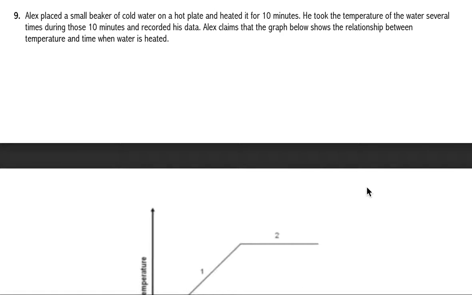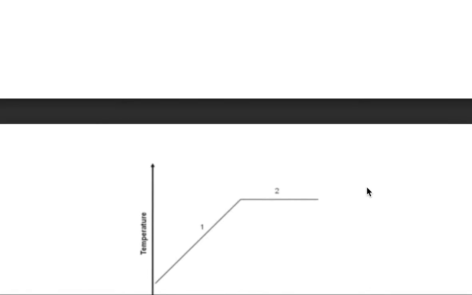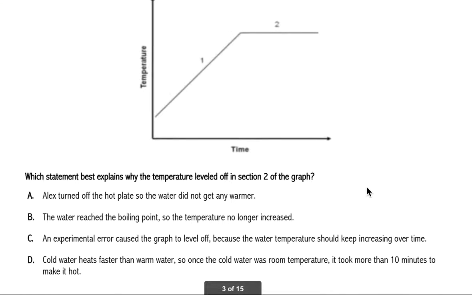Question 9. Alex placed a small beaker of cold water on a hot plate and heated it for 10 minutes. He took the temperature of the water several times during those 10 minutes and recorded his data. Alex claims that the graph shows the relationship between temperature and the time when the water is heated. Which statement best explains why the temperature leveled off in section 2 of the graph?